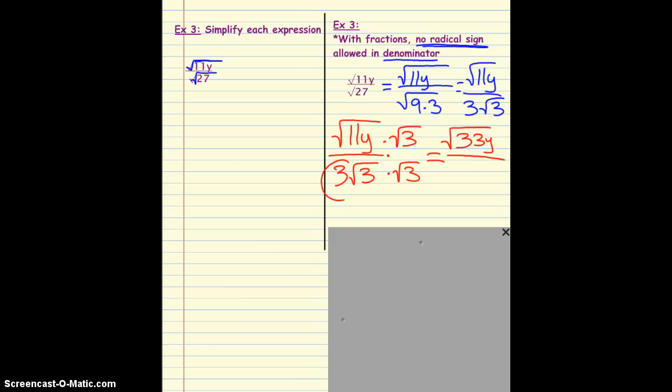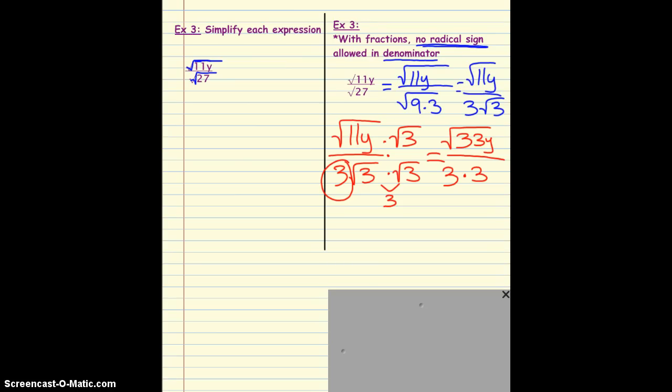We have this 3 out front, okay? And then square root of 3 times square root of 3, remember that gives us the whole number 3. So we're going to multiply by 3 in our denominator. 3 times 3 is 9. So our final answer is going to be square root of 33y divided by 9. There is our final answer.